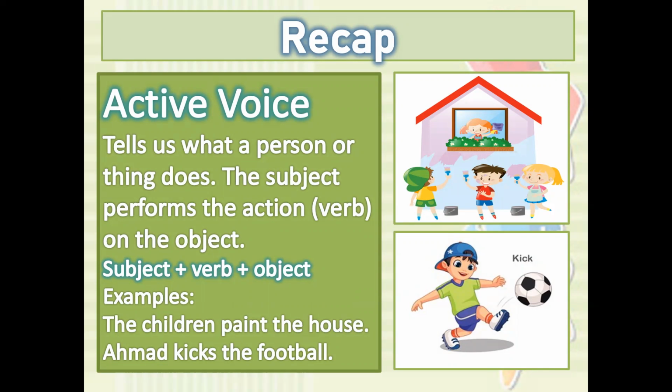Active voice tells us what a person or thing does. The subject performs the action, the verb that is, right, on the object. So in a sentence, the subject comes first, then the verb and the object. Here are two examples. The children paint the house. Ahmad kicks the football. Now let's see.